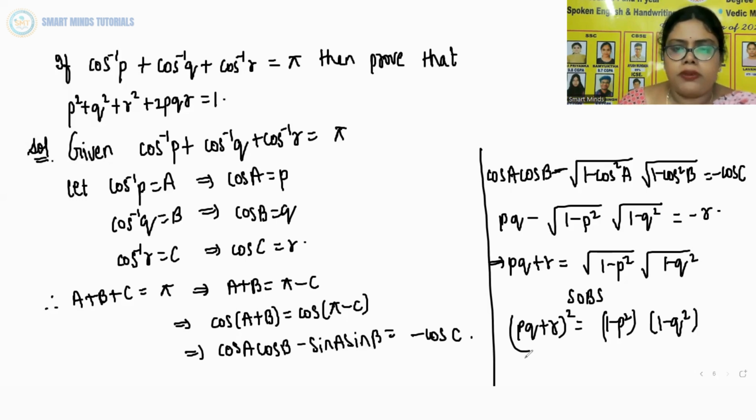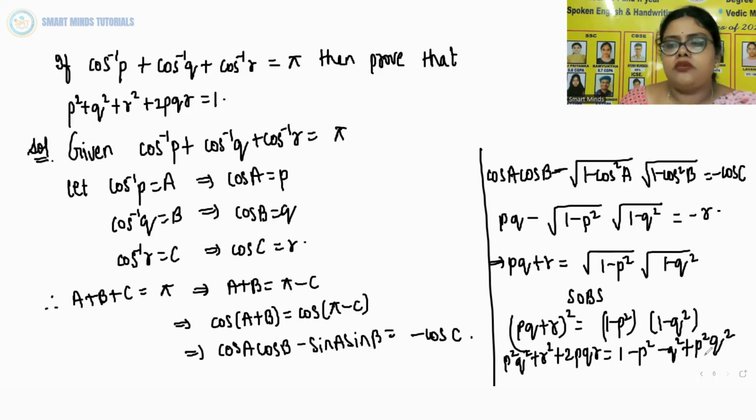Now you open the brackets. P^2 Q^2 + R^2 + 2PQR = 1 - P^2 - Q^2 + P^2 Q^2. Now on both sides we can cancel P^2 Q^2. So we are left with P^2 + Q^2 + R^2 + 2PQR = 1. Hence proved.